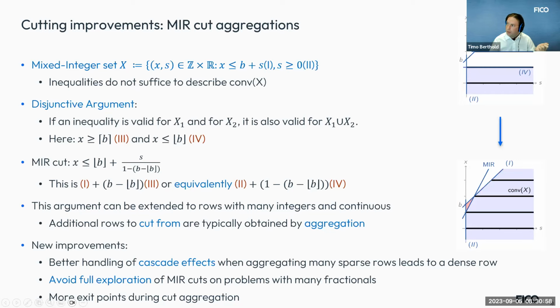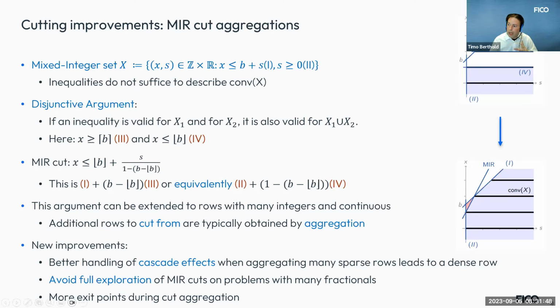And when you know that it's valid for each of the parts alone, then it needs to be valid for the overall problem. And in this particular case, this is the disjunction, as I said, that you apply, and you can construct this so-called MIR cut, which you can check is just adding 1 times the fractionality of b times the third inequality. So adding these two here gives this linear inequality. And equivalently, you can also do this by using the two bounds of x and s. This is 2 and 4. Adding with a certain factor gives you the same inequality. So this is the so-called MIR cut.